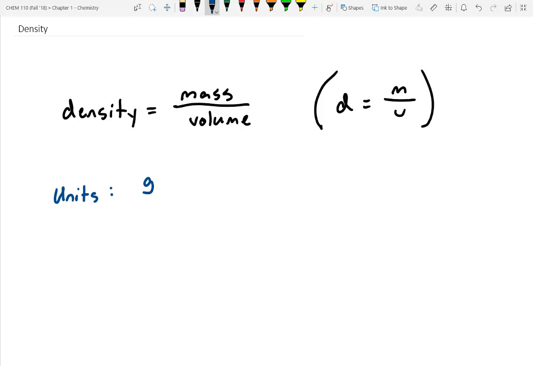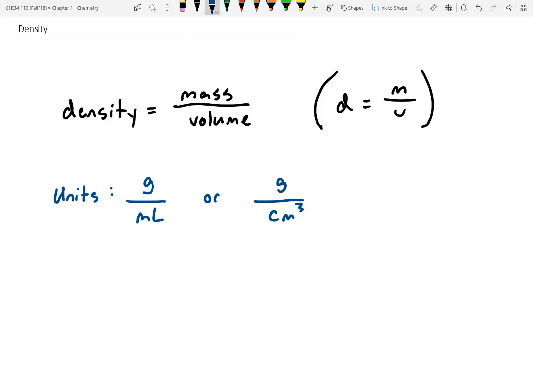And like I said, for volume, chemists often like to use milliliters, right? So we've got grams over milliliters. Or if you're a chemist, you can use grams over centimeters cubed. So these are the traditional units for density that are used in a chemistry lab setting.